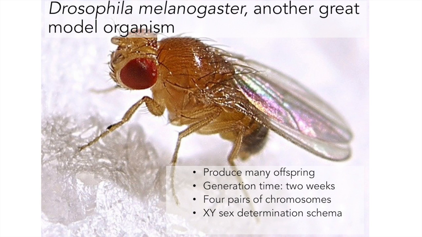Well, they reproduce like crazy. A single pair of parents could produce hundreds of little baby flies in a very short amount of time. It only takes 2 weeks for them to go from being eggs to being adult flies. So you get lots of data in a very short amount of time. They only had 4 pairs of chromosomes, and that's important for reasons that we're not going to get into.